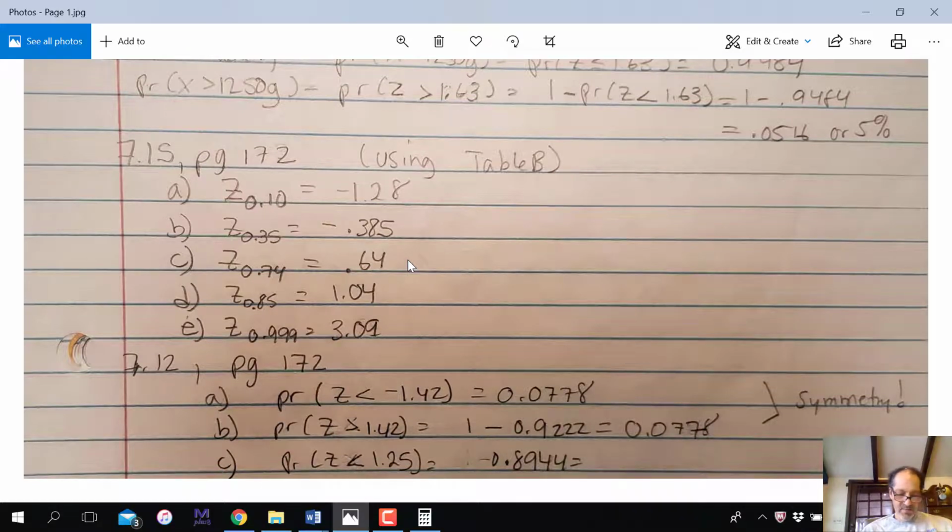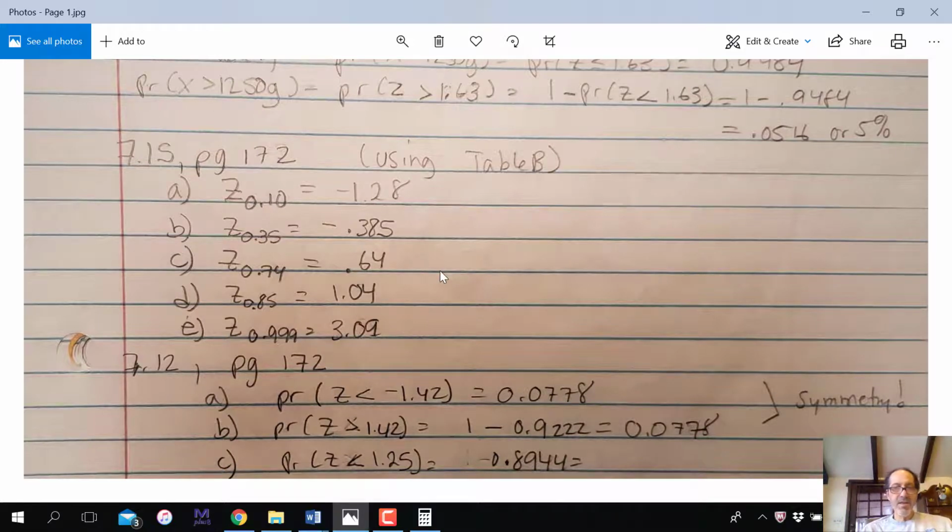Well, there's a couple that say 0.999. Some are like 3.08 or 3.09. So I chose 3.09. Fun exercise, right? Make sure you understand that.